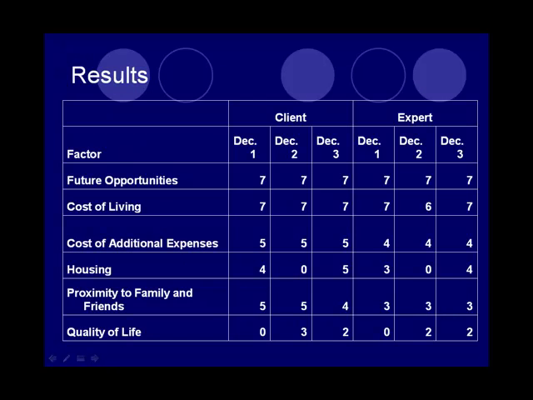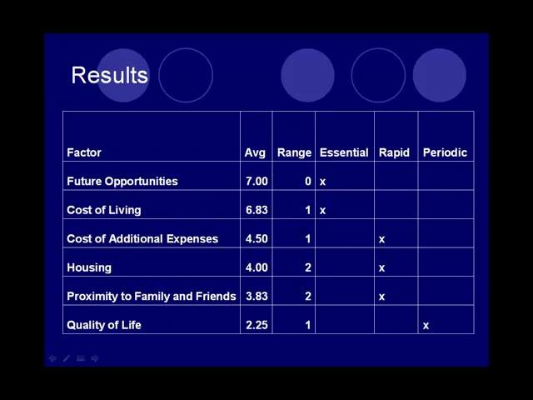Next, both the client and the expert rated each category on a scale of 1 to 7, with 7 being the highest. The zeros on the table indicate factors that had no effect on the final decisions. After ratings were assigned, the averages and ranges were taken across all three decisions for each information factor.